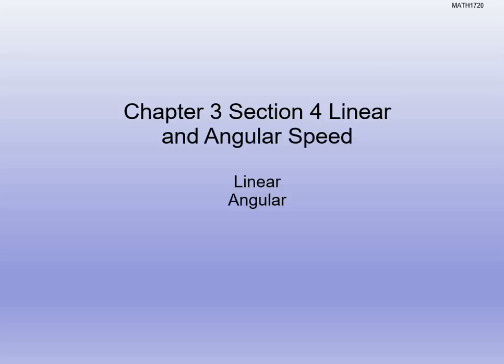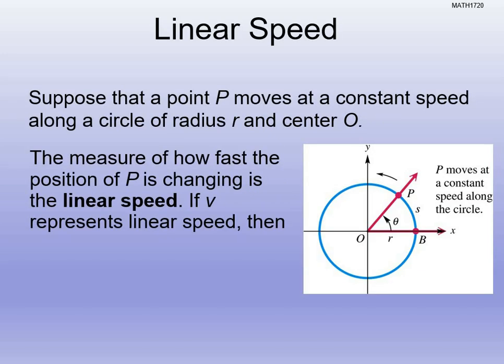Alright, today's lecture, Chapter 3, Section 4. We're going to be talking about linear speed and angular speed. I want you to start thinking about, we're still talking about something in motion though, and we're talking about how fast an angle is moving around a circle or how fast a specific point is moving around the outside of a circle. Okay?